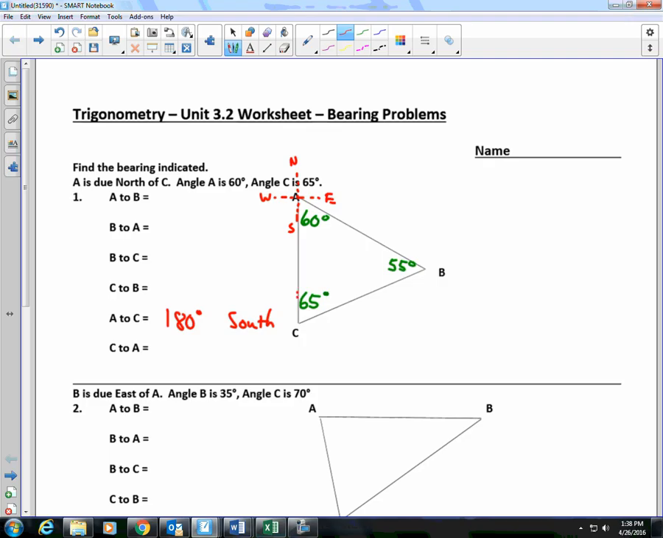Okay, now I'll put myself at C. Give me a description of the bearing from C to A. North. Give me a numerical bearing. 0 or 360 is fine. I usually choose 0.